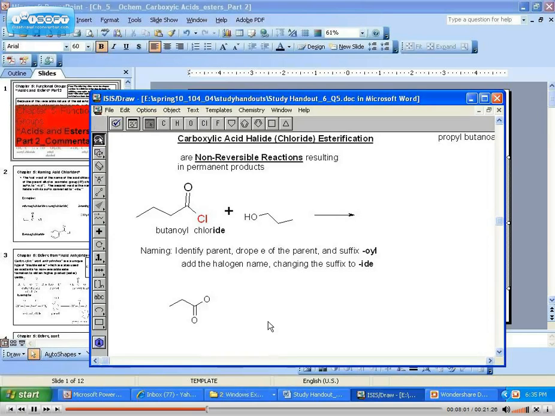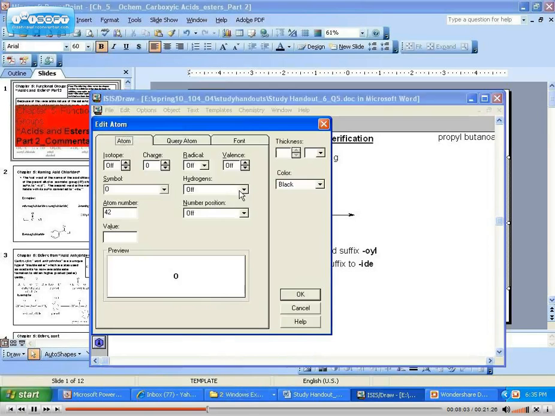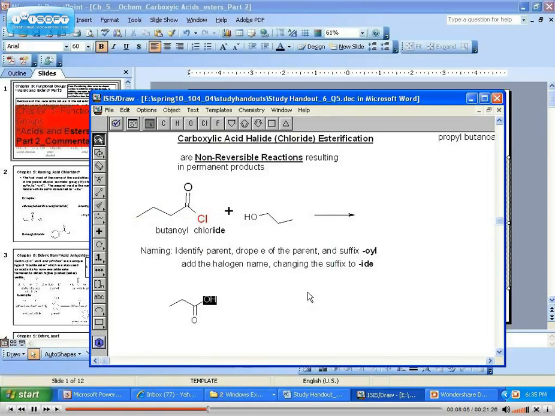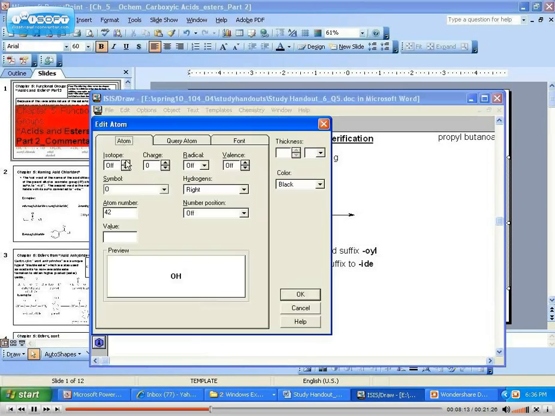One more time. Add in the oxygen. Edit the atom. Change this to hydrogen. So here we have the original acid, and I'm going to go ahead and drop the oxygen and replace it with a halogen. I think I'll change this one. Instead of a chloride, I'll change it to an F for fluoride.